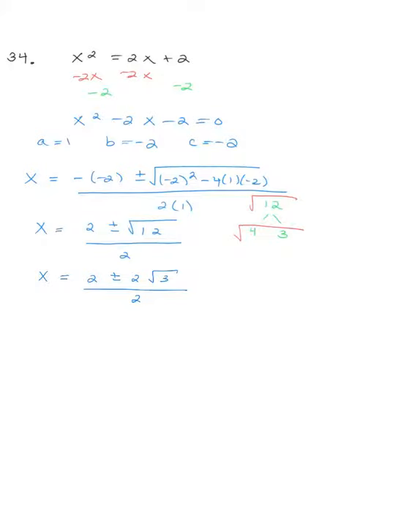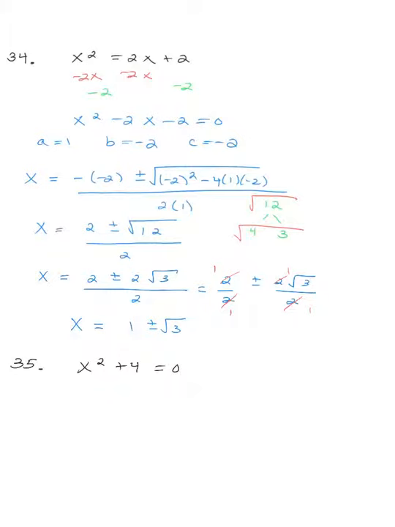That 2 can be divided to both terms in the numerator. Here we're left with 1s. Here we're left with just the square root of 3. These are the two answers, 1 plus or minus the square root of 3.